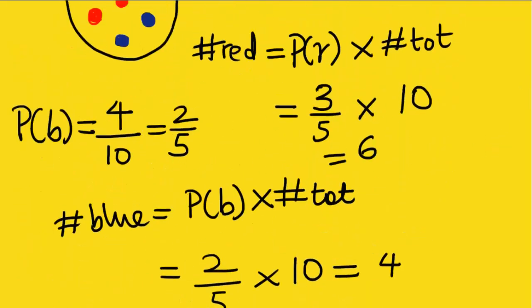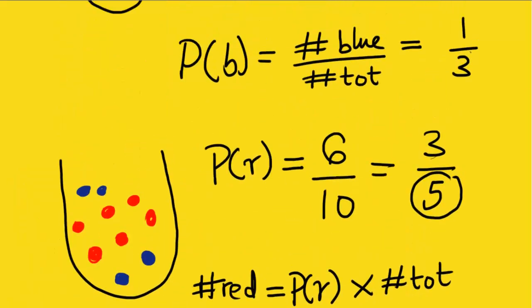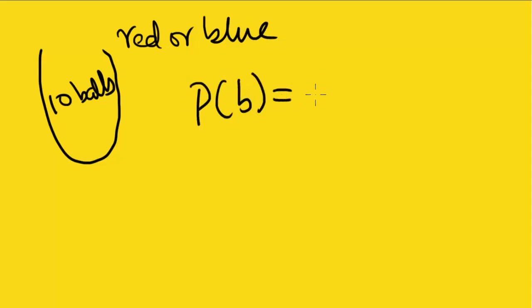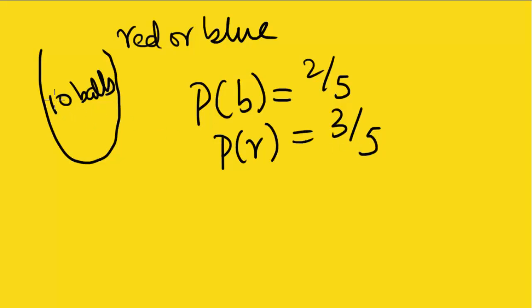Another situation you could have gotten would be that you were just given the fact that there were 10 balls. So imagine you were just told there's a bag with 10 balls, and they are red or blue. And you're told that the probability of picking a blue ball is 2/5, and the probability of picking a red ball is 3/5. And you have to find the number. Okay, let me make that different. Let me make this 20 balls.